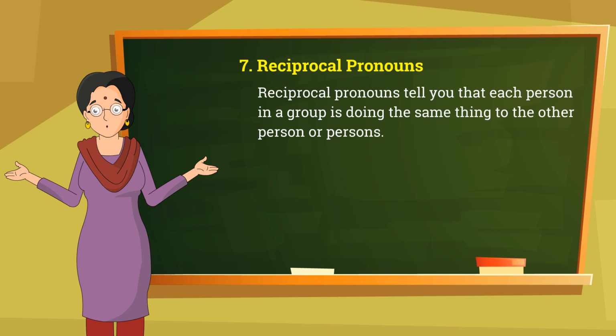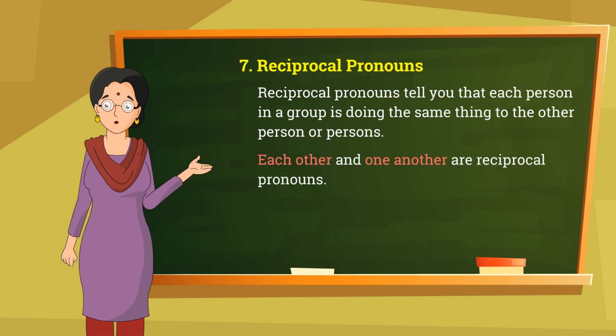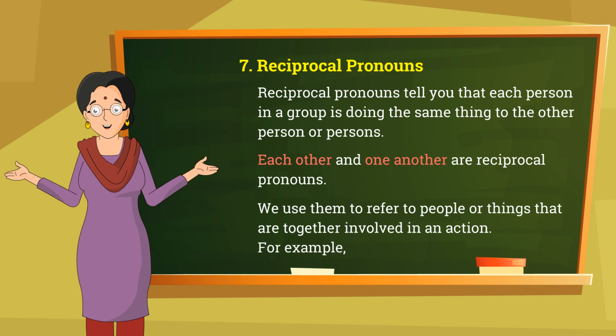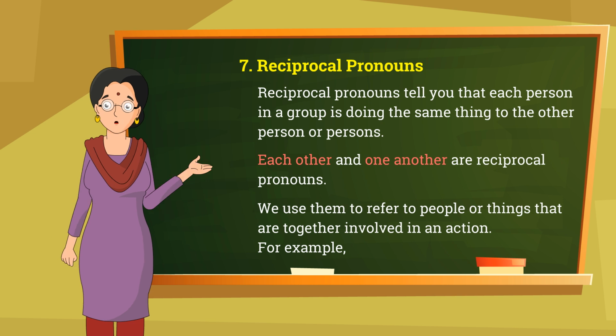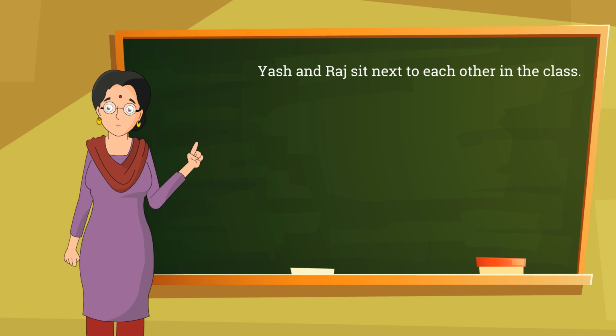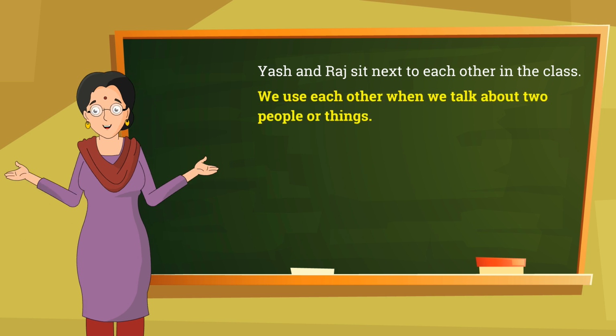person or persons. Each other and one another are reciprocal pronouns. We use them to refer to people or things that are together involved in an action. For example, Yash and Raj sit next to each other in the class. We use each other when we talk about two people or things.